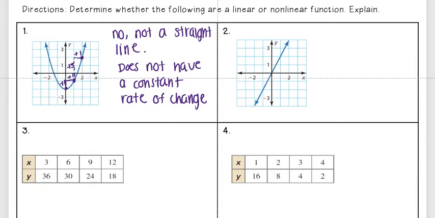So this change in y over change in x was 1 over 1, which equals 1. This change in y over change in x was up 3 over 1, just 3. So I see those are not the same. So that's why this one's nonlinear.